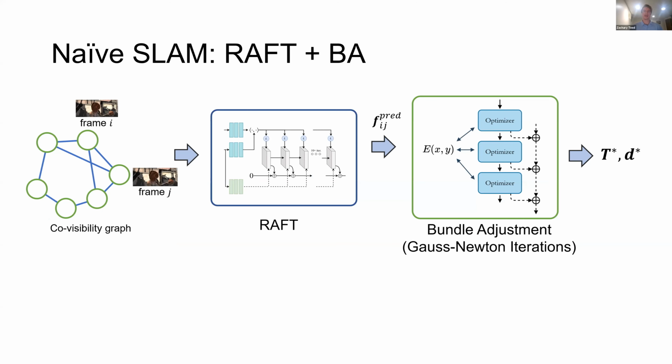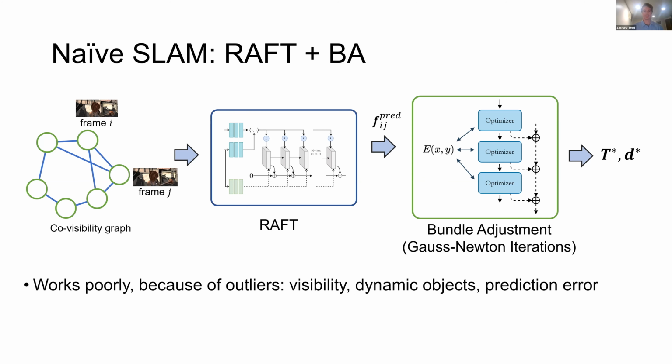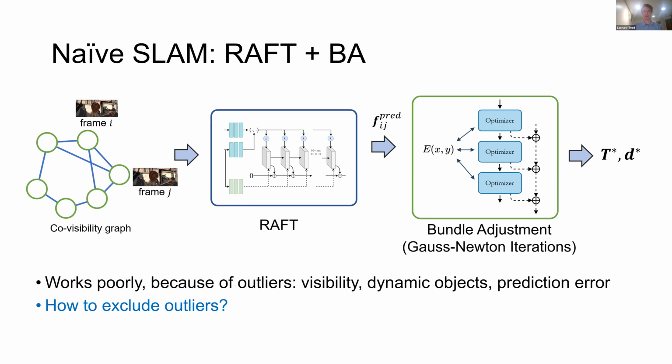So this motivates a naive SLAM system. What if we just apply RAFT, estimate flow between pairs of frames, and then use an off-the-shelf least squares solver to solve for camera poses and depth? This turns out to work very poorly, unfortunately. This is because of outliers. RAFT doesn't tell us whether or not a point becomes invisible in the next frame. There are dynamic objects, and there's also prediction error.